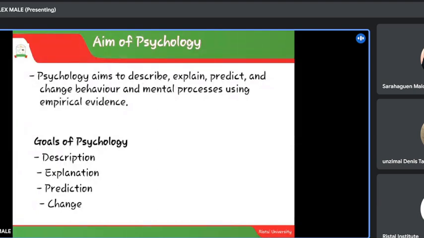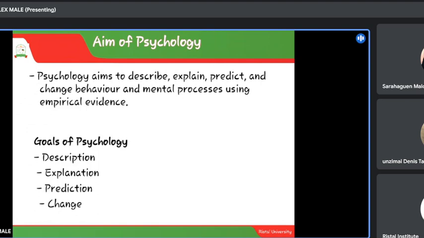Description as the goal of psychology: what does this person do? And why? Ask their caretakers. Has he been doing this in the previous days? Has he done this in the previous days? When did this start? That's explanation as a goal of psychology.